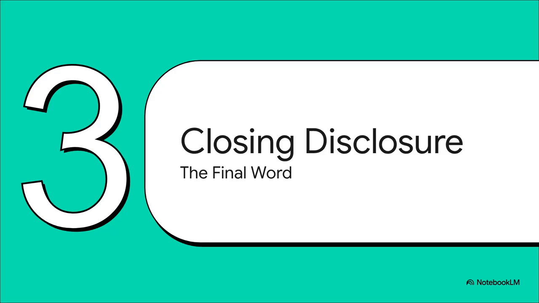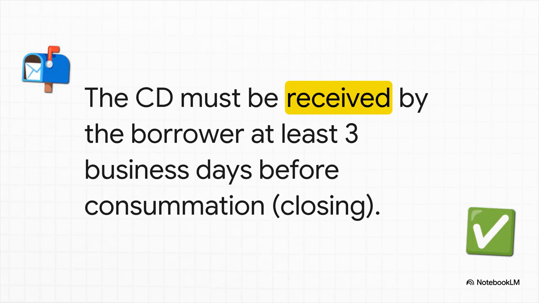Okay, so we've got the estimate down. Let's shift gears and talk about the final word. The document that says, here are the actual binding costs. We're talking, of course, about the closing disclosure. Now, here comes that second critical timing rule. The closing disclosure has to be received by the borrower at least 3 business days before consummation, which is really just the official term for closing.